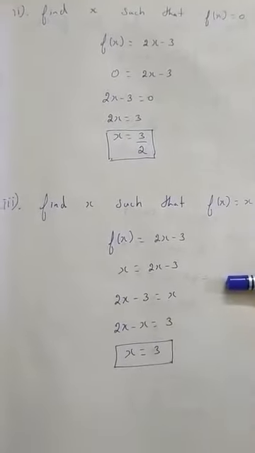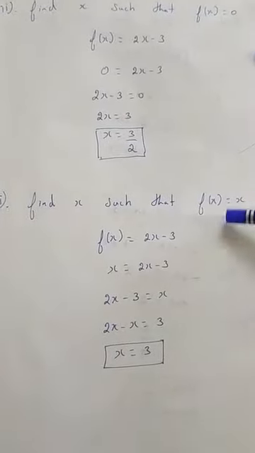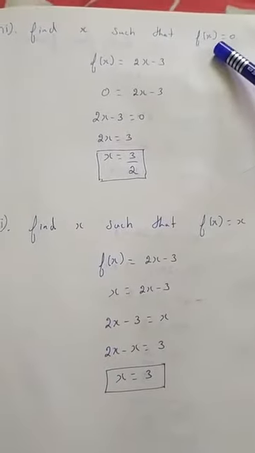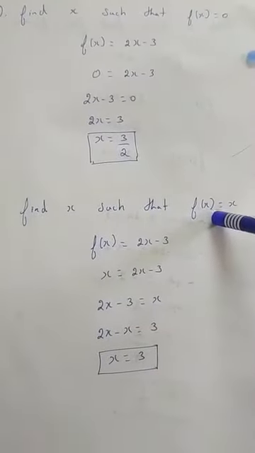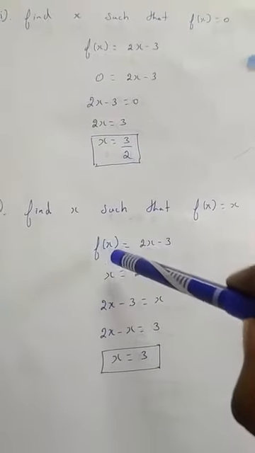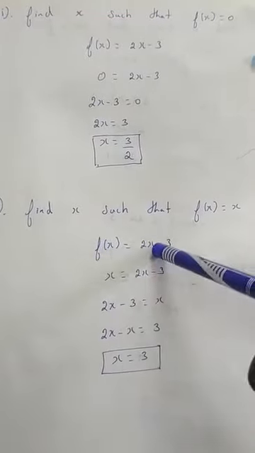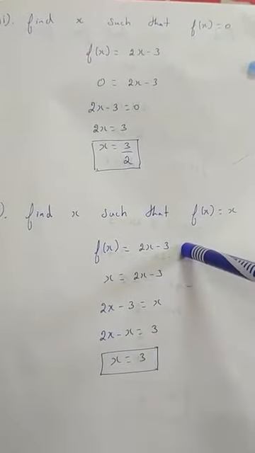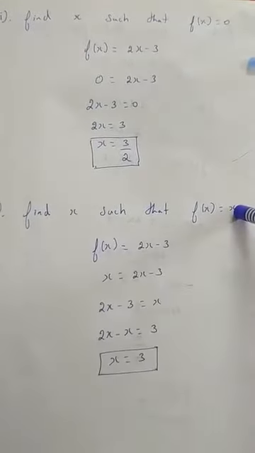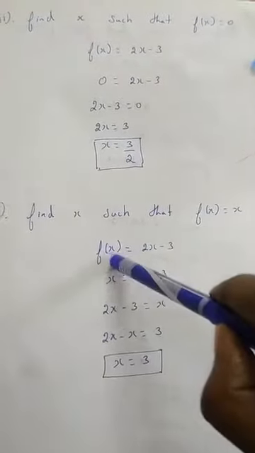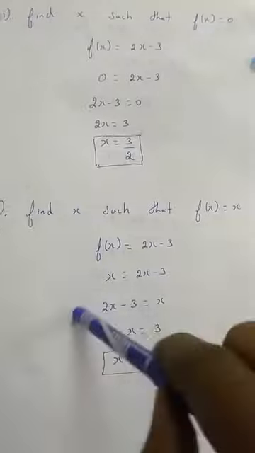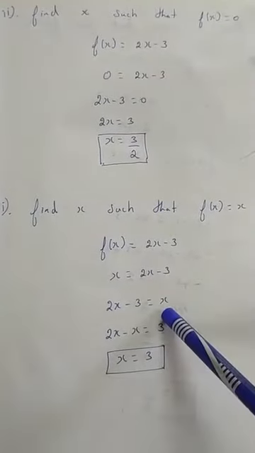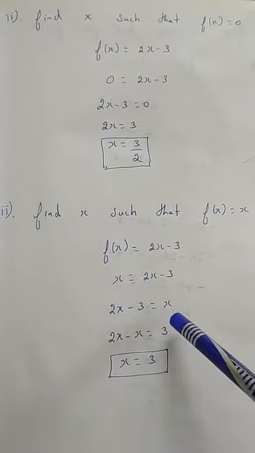Third subdivision, it is also same. Find x such that f of x is equal to x. In the previous subdivision, we substituted 0 in the place of f of x. Now we are going to substitute x in the place of f of x. So what is f of x equation? F of x is equal to 2x minus 3. So I substitute x in the place of f of x. Now rearrange. 2x minus 3 is equal to x. Right? Now we have to find the value of x.